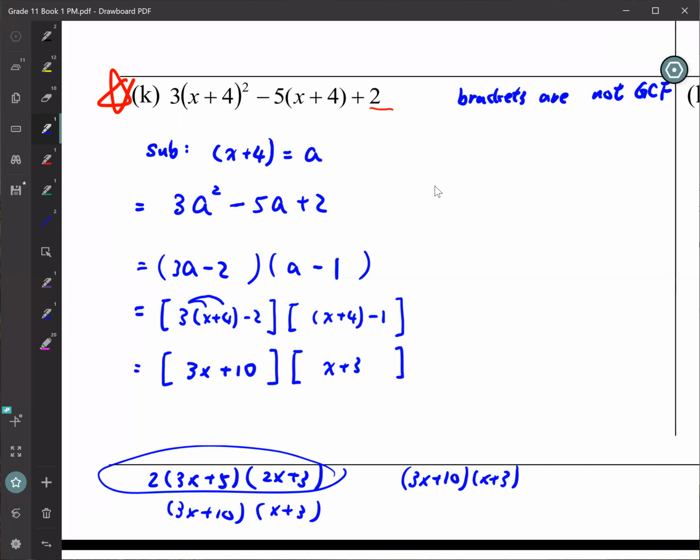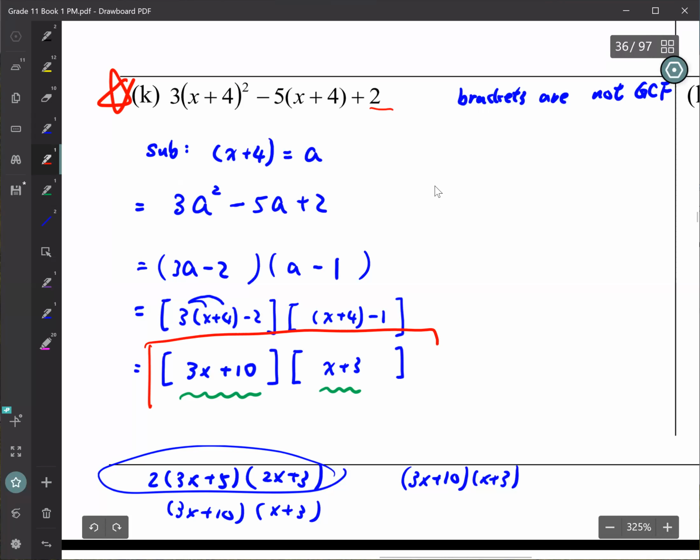Yeah. So anyways, this one is easier, right? For each bracket, there's no more GCF, right? 3x plus 10 is clean. X plus 3 is also clean, okay? So we know we're done.